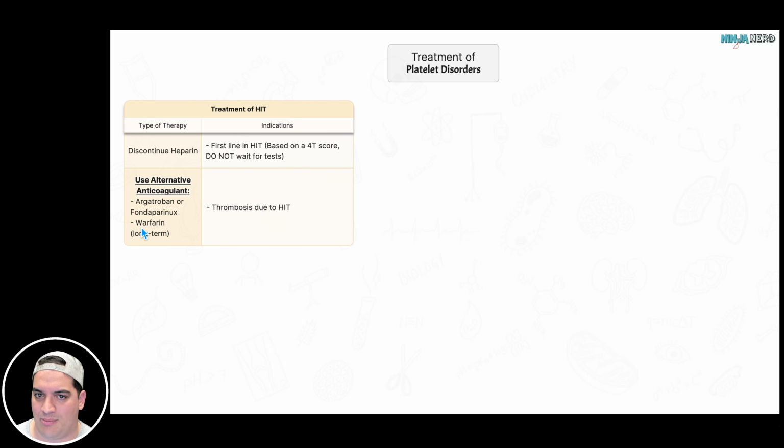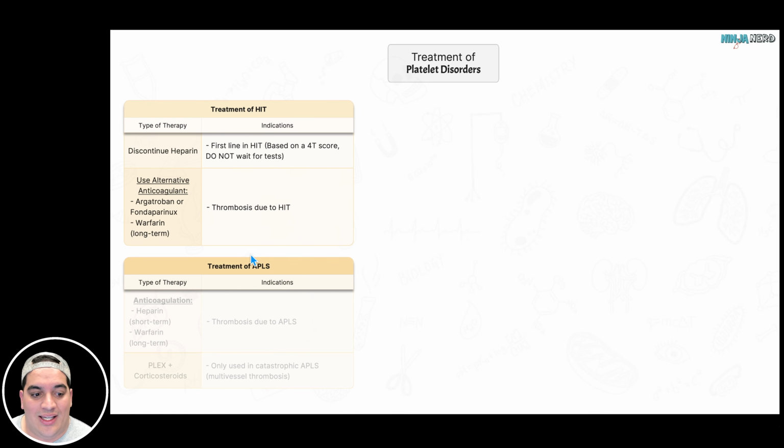Usually it's about 3 to 6 months that I would continue that. So again, stop this, switch to argatroban or bivalirudin or fondaparinux for just a little bit of time while they're in the hospital, and then eventually switch them over to warfarin for the next 3 to 6 months until the DVT, PE, or wherever the clot is resolves.